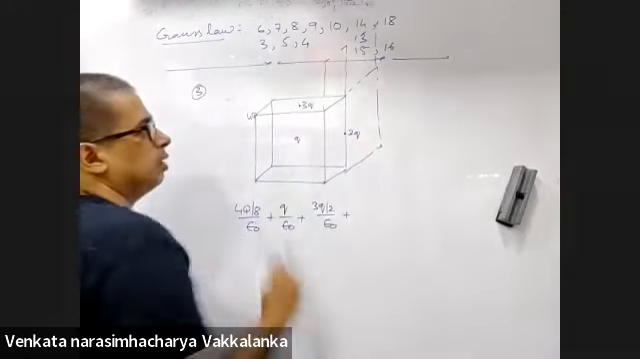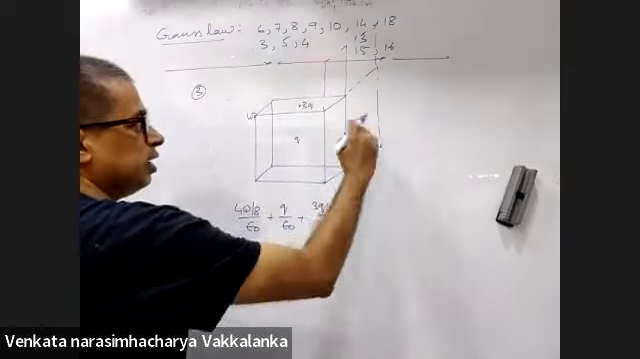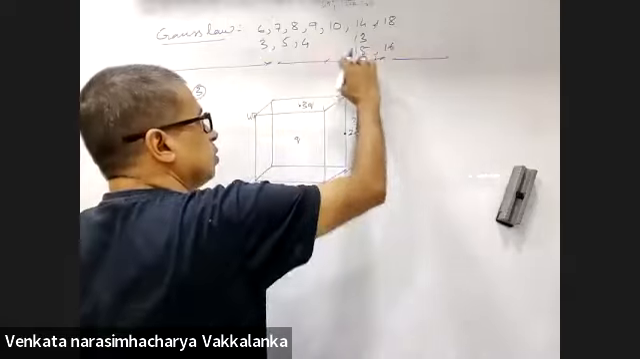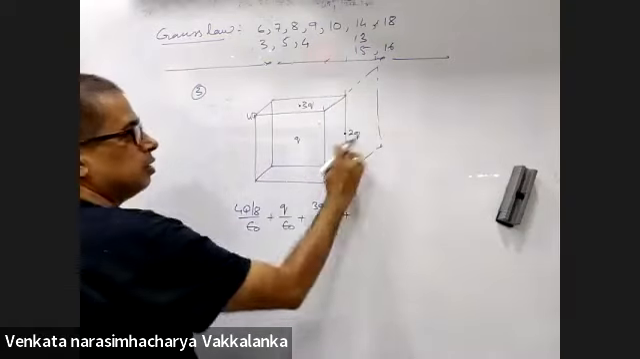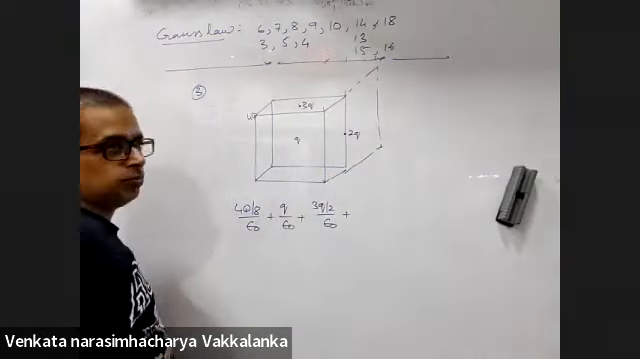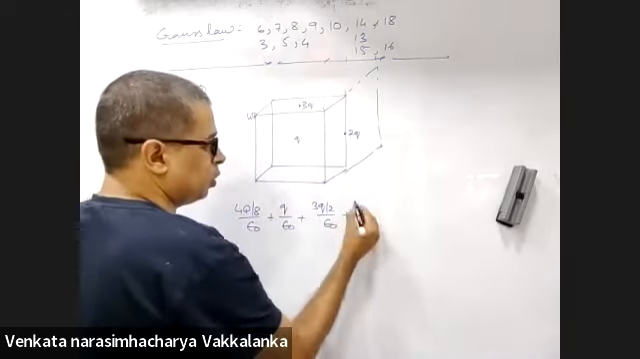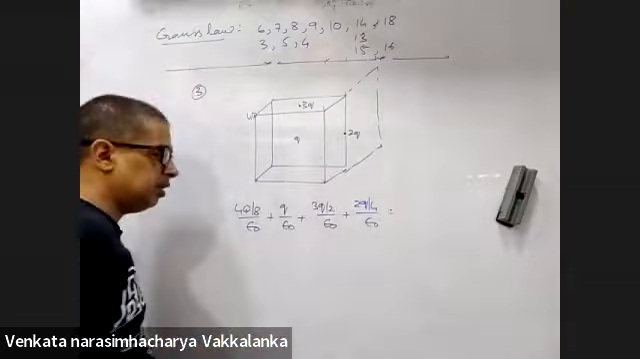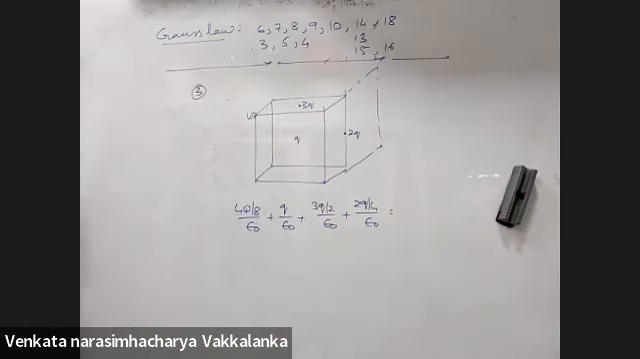This corner is shared by 2 cubes here and 2 cubes behind the board. Behind the board ones I will not be able to draw. 2 cubes in front of the board, 2 cubes behind the board, this corner. So 2Q by 4. Now add all the 4, you should get the answer.